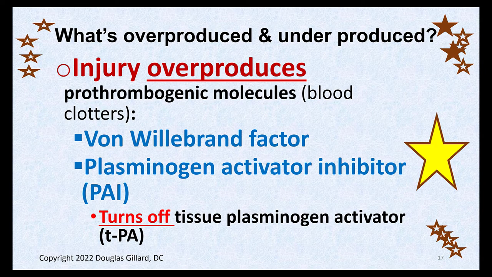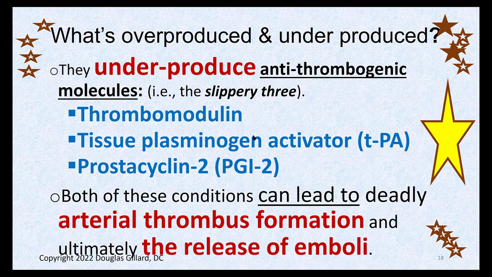So endothelial cell injury overproduces some prothrombogenic molecules. These are molecules that stimulate the blood to clot, like von Willebrand factor, which is overproduced. And PAI, plasminogen activator inhibitor. What does that do? It shuts off one of the slippery three, tissue plasminogen activator. TPA is shut off via two mechanisms, as we'll see, and we need that to prevent blood clotting. All right, von Willebrand factor, we'll learn more about that later, but that causes blood clotting as well if that level is elevated. And then it underproduces some things.